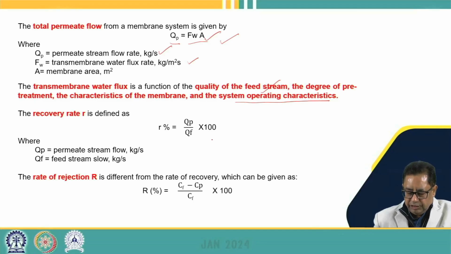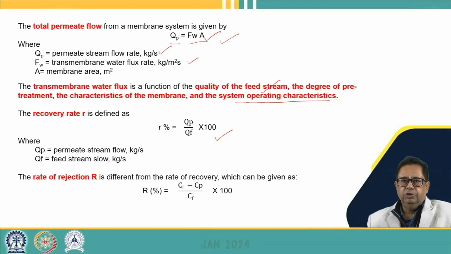So the recovery rate may be defined as the flow of the permeate to the flow of the feed water. This means how much recovery of the water or the solvent we are achieving, and that is known as the recovery rate. So it will be equal to the flow rate of the permeate divided by the flow rate of the feed water.